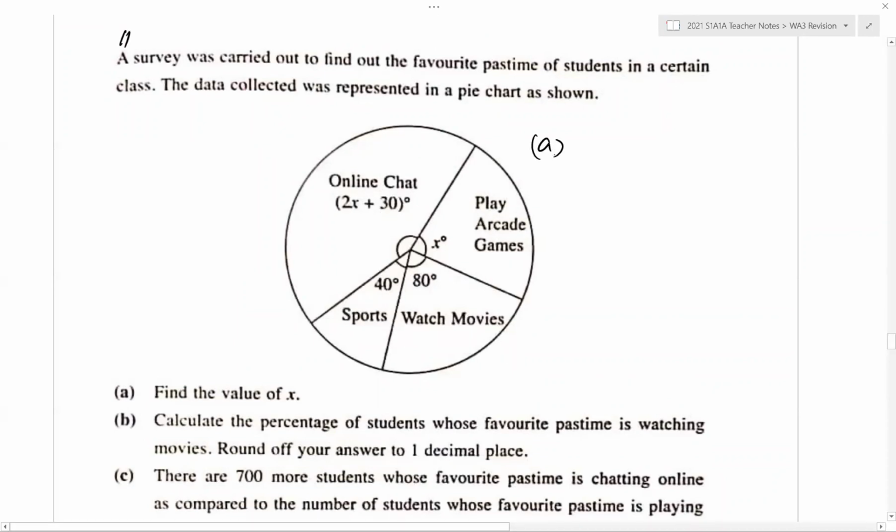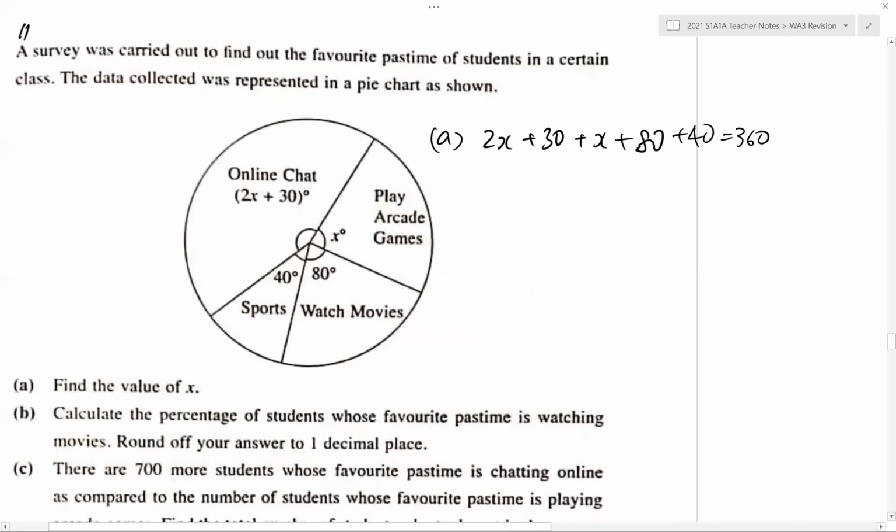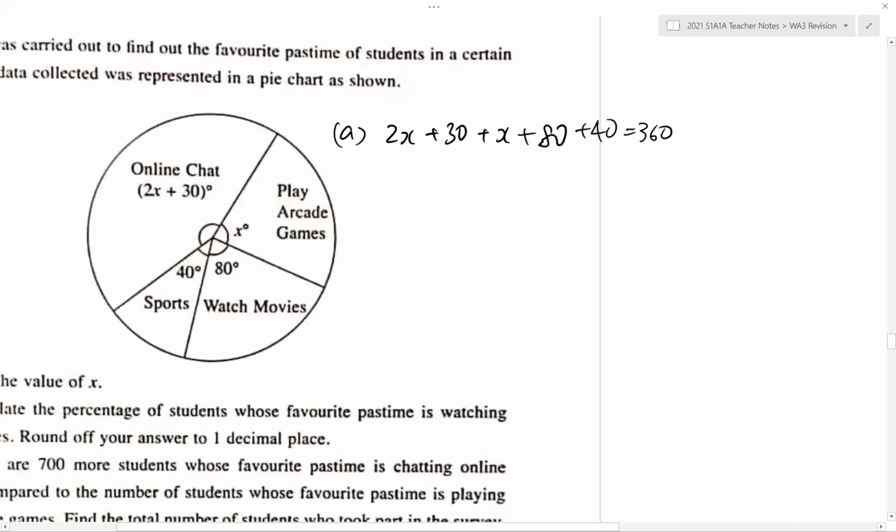That will help us with part A. 2x plus 30 plus x plus 80 plus 40 has a total of 360. Can you see that? 2x plus 30, x, 80, 40. Total must be 360, because angles at a point. How many x do we have altogether? 2x and x. Total 3x. And then 30, 80, that's 110, plus 40, 150. Total 360.